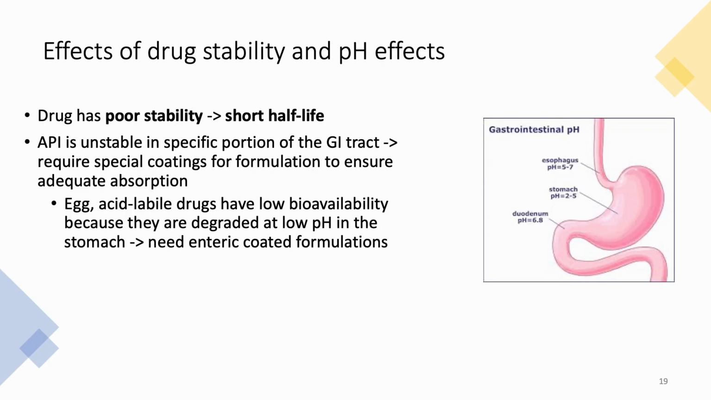The next factor is drug stability and pH. Remember, if a drug has poor stability, it has a short half-life and very low bioavailability. If the active pharmaceutical ingredient, or API, is unstable in a specific portion of the GI tract, it will require special coatings for the formulation to ensure that a sufficient amount of drug is absorbed. For example, acid-labile drugs have low bioavailability because they are degraded at low pH in the stomach.